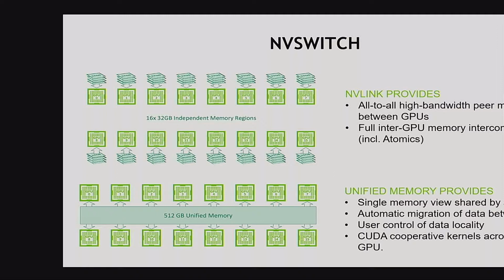You can also do atomic operations across all the GPUs, so you can do an atomic reduce to a GPU memory which is not your own. And you can also do CUDA cooperative kernel launches. When you launch a GPU kernel, you can launch one which is cooperative across all your GPUs, using memory across all the GPUs. So with all these concepts in place, you can program the whole system as if it was a single GPU, by using single allocators to manage your memories and launching single GPU kernels across all GPUs. So that's the NV switch part.